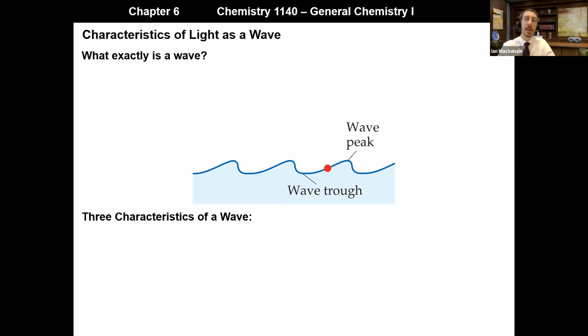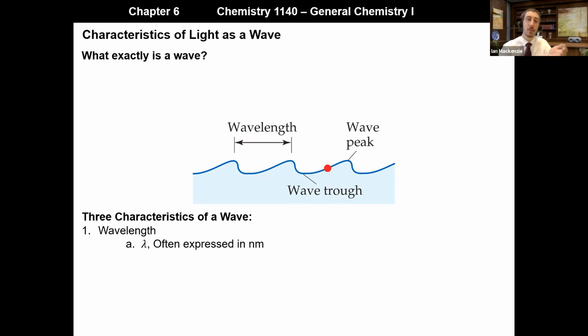There are three main characteristics of waves that we will go through and describe. The first is wavelength. Wavelength is defined as the peak-to-peak distance, or the distance between two points on two adjacent waves that are the same. So it could be peak-to-peak, trough-to-trough, or somewhere halfway up, as long as that point is the same on both waves. It's the distance between those two points.